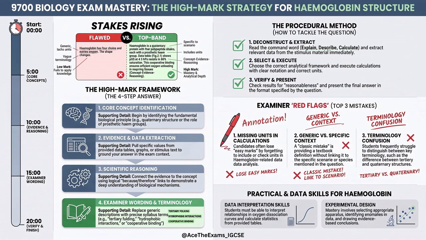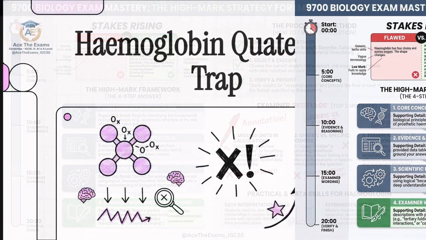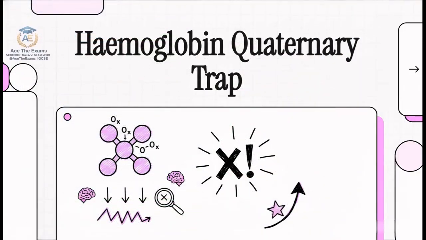All right, let's dive right into this explainer and expose the one tiny calculation mistake that is quietly destroying the grade boundaries of top Cambridge students. Picture this. You open your exam paper, you see a question on hemoglobin, and you think, great, I know this one. You start scribbling down everything you memorized about oxygen binding. But when results actually roll around, your marks just aren't there.